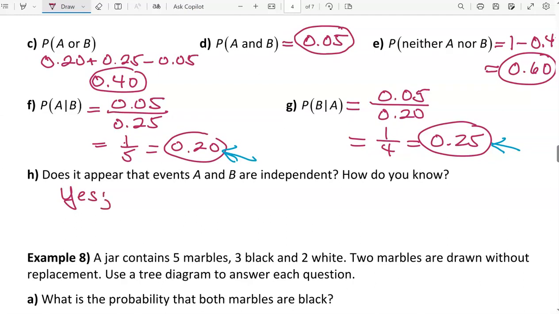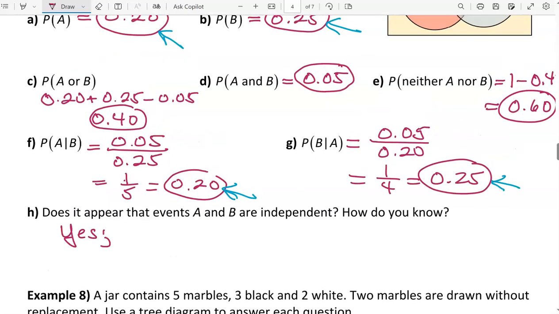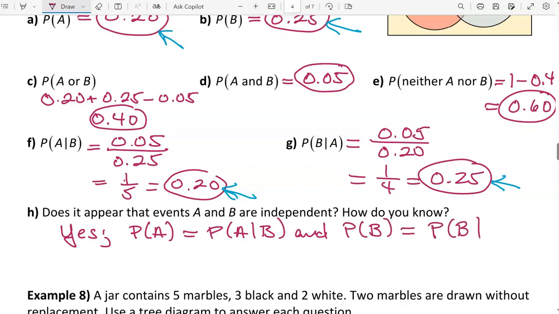And how do I know? I know because the probability that A occurs is equal to the probability that A given B occurs, and the probability of B happening is the same as the probability of B happening given A has already happened.